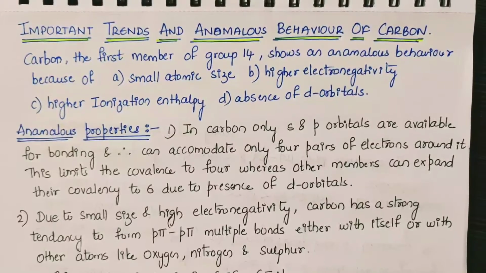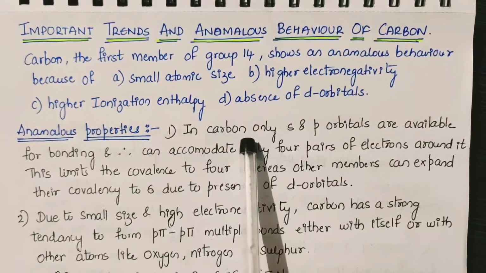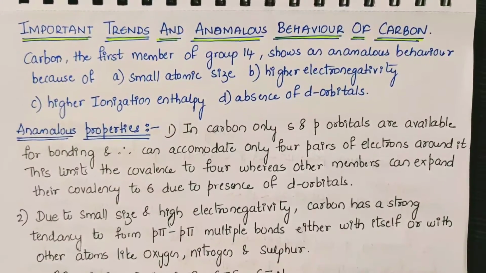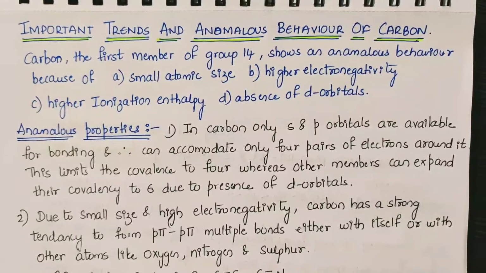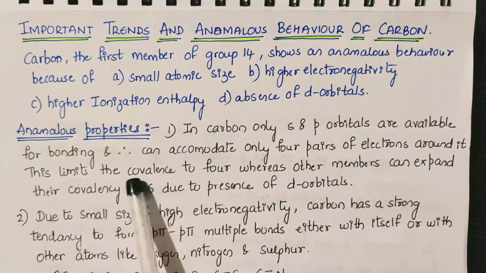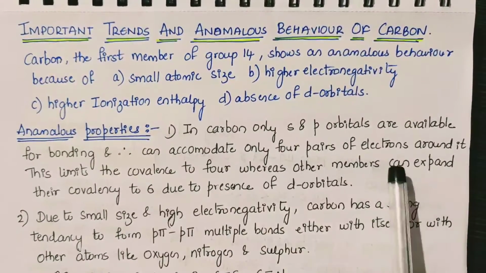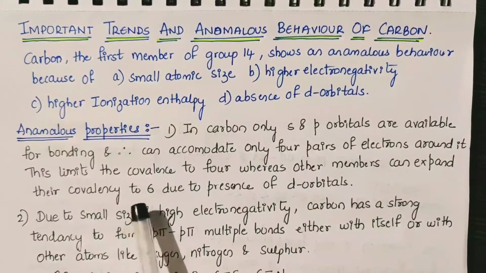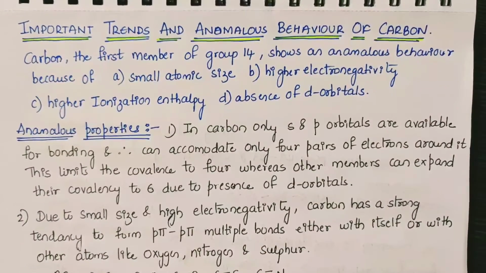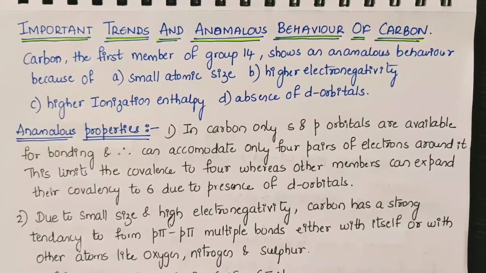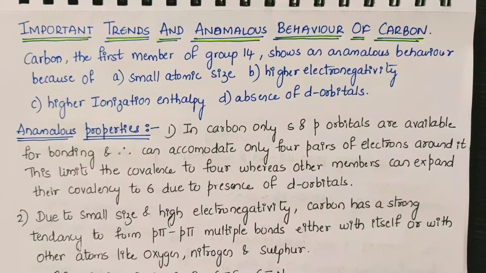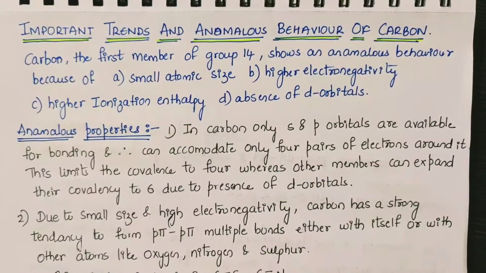So first, if you take the anomalous property, in carbon only s and p orbitals are available for bonding, correct, and therefore it can accommodate only 4 pairs of electrons around it, right? This limits the covalency to 4, whereas other members can expand their covalency to 6 due to the presence of d orbitals. So carbon covalency is only 4, whereas other members can expand their covalency to 6 because of the presence of d orbitals.